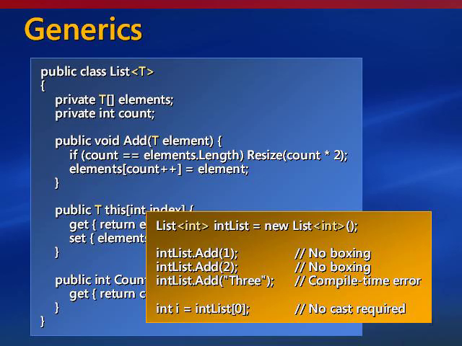Literally, we end up with native code where all T's become ints. So in this particular instance with list of T, I will end up internally with an int array of elements and an add method that takes an int, an indexer that returns an int, and so forth.